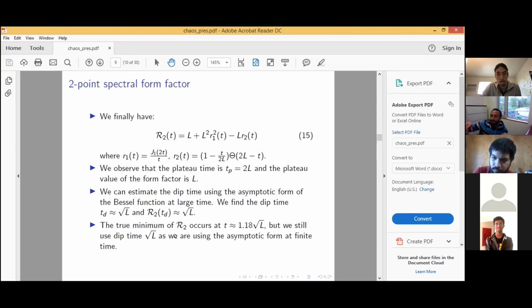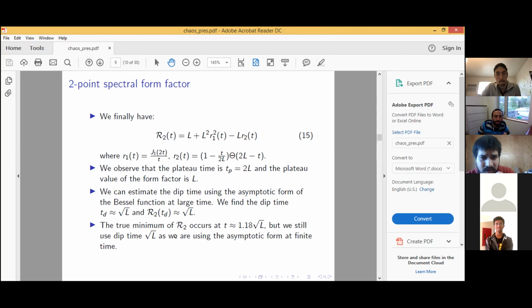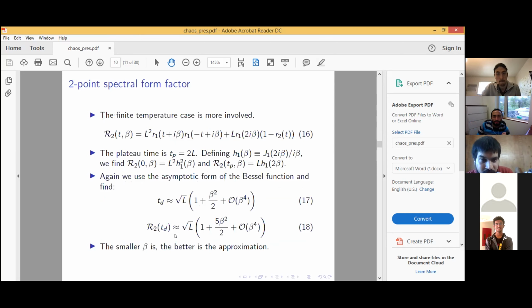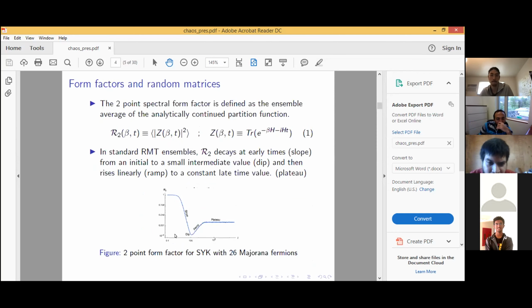Do you have the plot of this function? Is it somewhere in the paper? Oh, this was in the paper. I think I should have included it, but it's not here. No, that's fine. Maybe I can go back to this thing here.